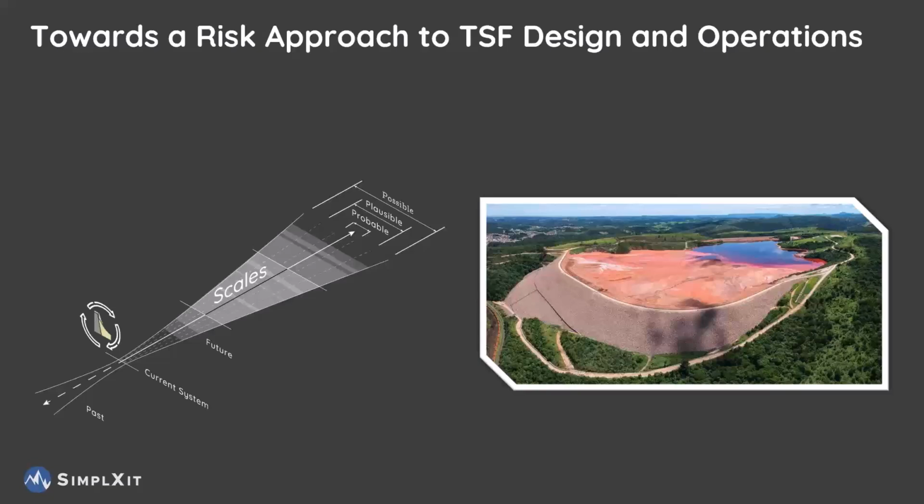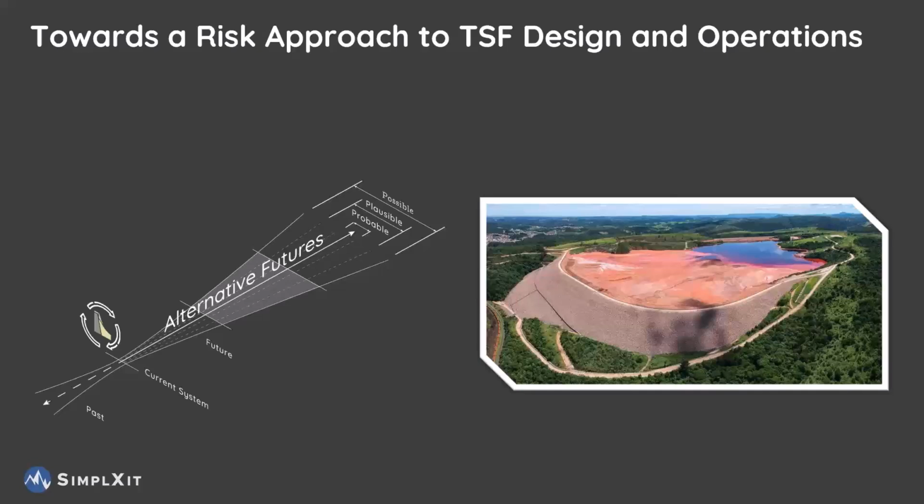Now the question is, well, we want to go towards a risk approach to TSF design and operations, and it's accepting the fact that there are many scales of varying things that are happening. So you've got the hydrological scale where things can happen within minutes or hours for a storm, but you've also got the scale for your project, for the permitting, the scale for the consolidation. So there's various scales and events that are working with each other. So how does that entire system work with each other?